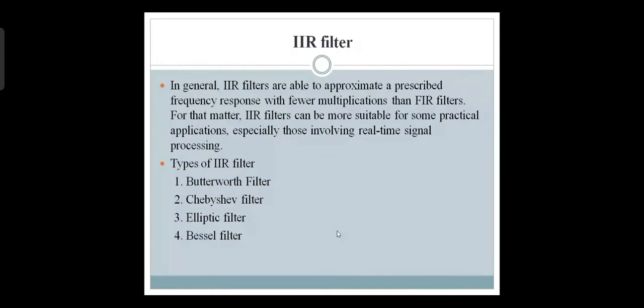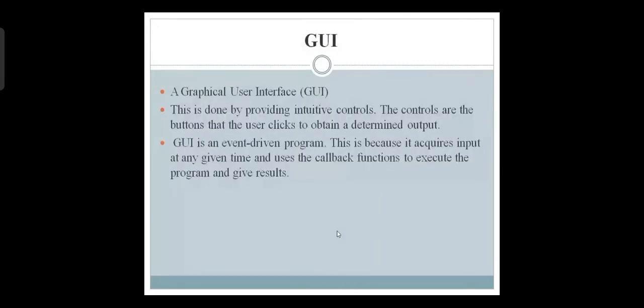The advantage of an IIR filter is that it can achieve a given filtering characteristic using less memory and calculation than a similar FIR filter. In general, IIR filters are able to approximate a prescribed frequency response with fewer multiplications than FIR filters. For that matter, IIR filters can be more suitable for some practical applications, especially those involving real-time signal processing. These are the types of IIR filter: Butterworth filter, Chebyshev filter, elliptic filter, and Bessel filter.